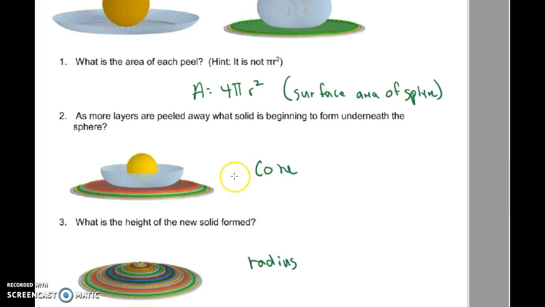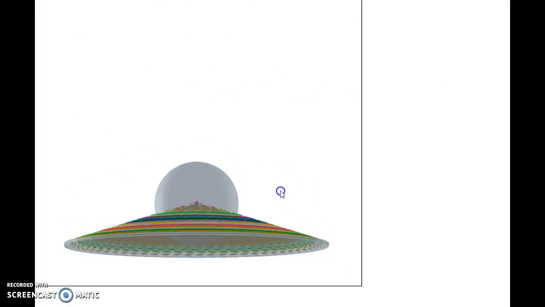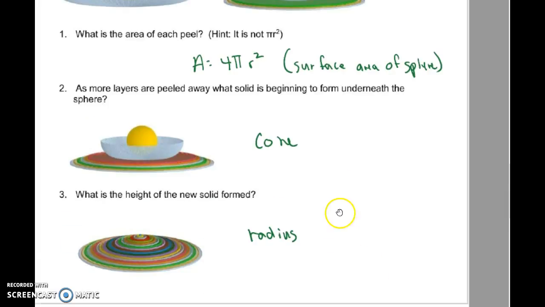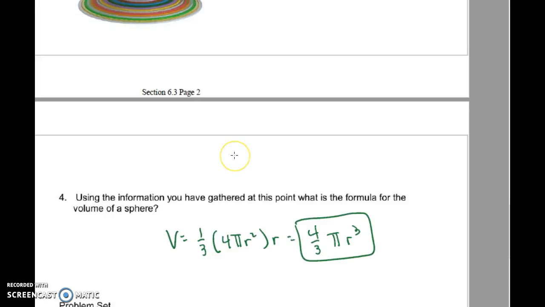And the height of the new solid form, we just showed in that diagram right here, as we move that around, the height of that cone is going to be the radius of the sphere. So putting this all together then, when we're finding the volume of the sphere, we're going to take 1/3 the area of the base, times the height, and then we simplify that. So r squared times r is going to be r to the third, we have pi, and then 1/3 times 4 is going to give us 4/3.